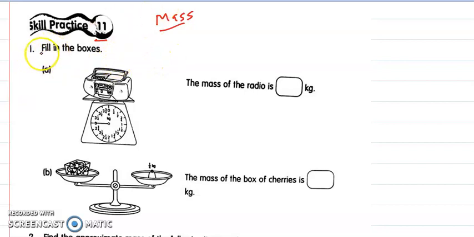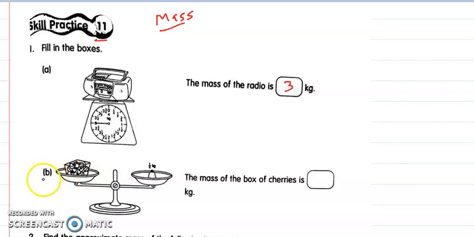The first question is fill in the blanks. And here in the diagram, a radio is placed on the mass scale, and the pointer of the mass scale is pointing exactly at 3. So I will say the mass of the radio is 3 kilograms because it is pointing exactly at 3. So of course we will write the exact mass here.